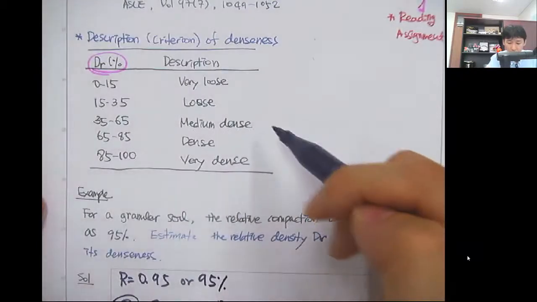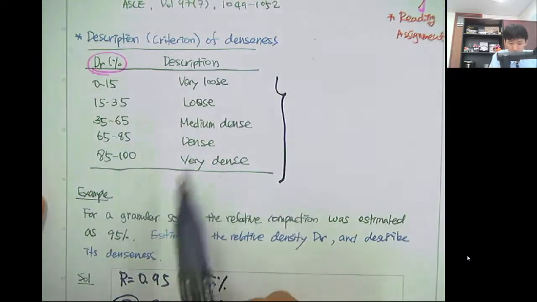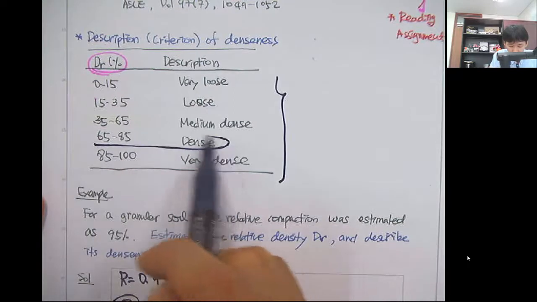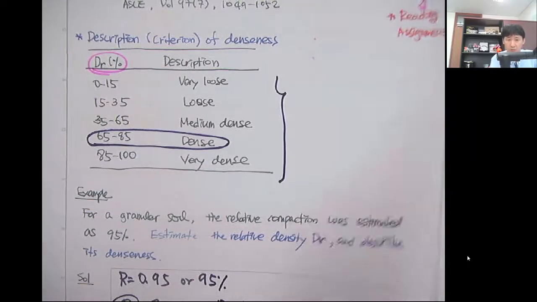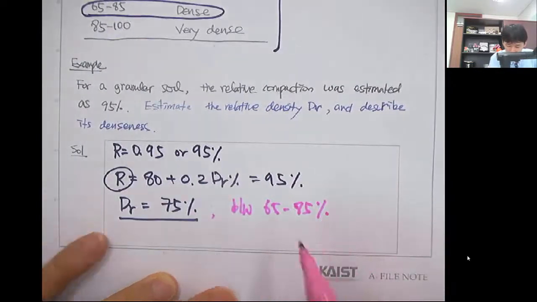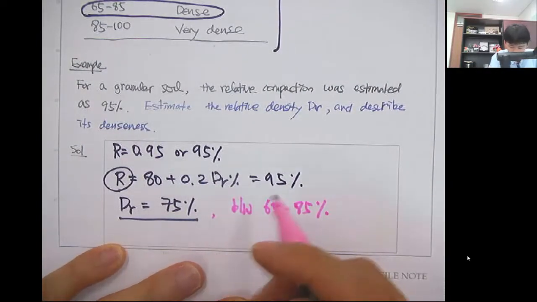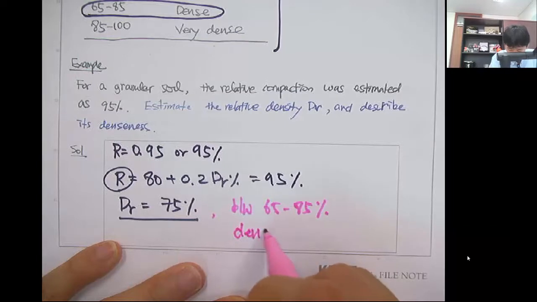So according to this table, that's in this state, right? And it's between 65 to 85%. So it's a dense soil or dense state.